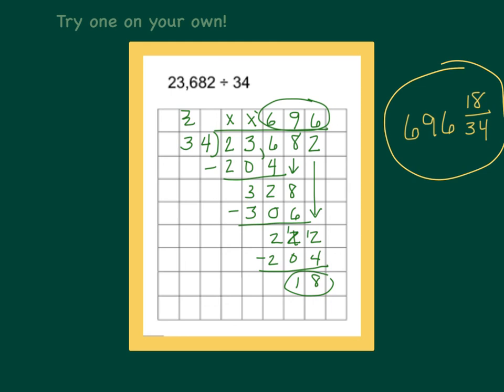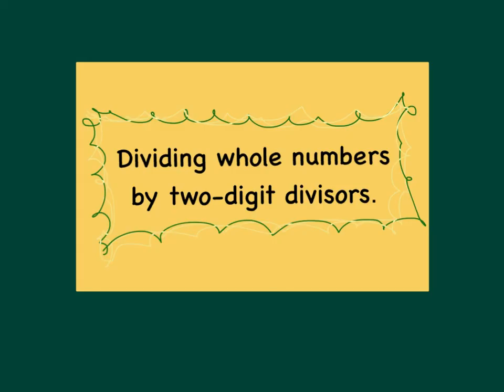Remember, long division is the same as dividing by a single-digit divisor. It just takes more time and more patience making sure that you're doing your math correctly. In this lesson, we have been dividing whole numbers by 2-digit divisors.